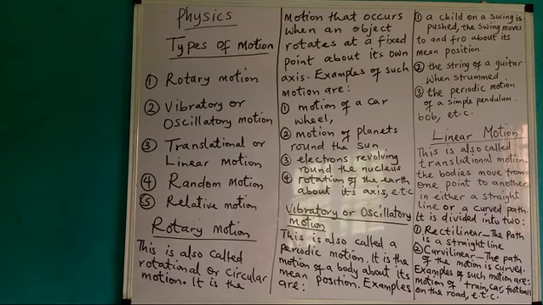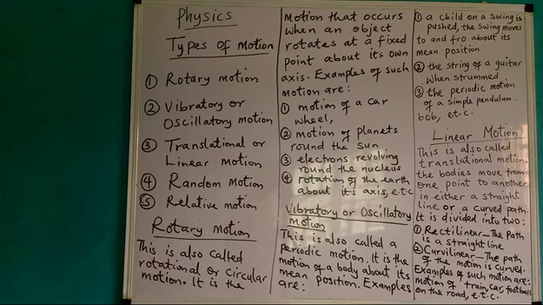This kind of movement is either on a straight line or on a curved path, meaning it can either be done in a straight line or on a curved path. Now, this linear motion is divided into two aspects.